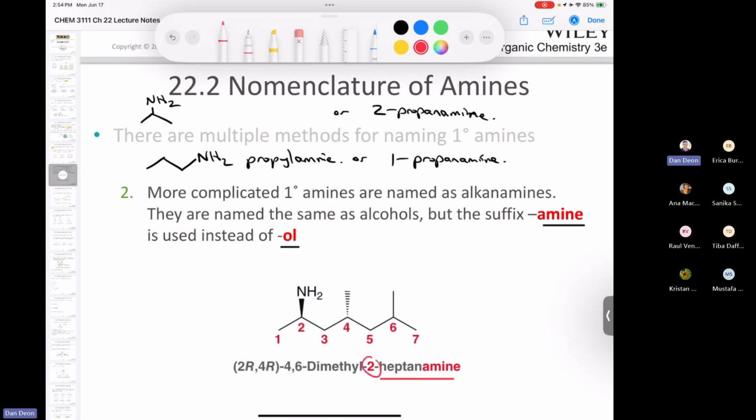So then we just label the rest: 4,6-dimethyl 2-heptaneamine, and you see that somebody identified this stereocenter as R and this stereocenter as R as well. So 2R, 4R, 4,6-dimethyl 2-heptaneamine. So that's how you name primary amines.